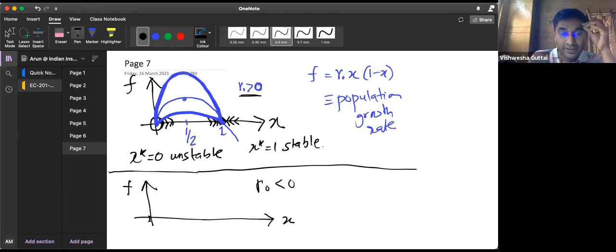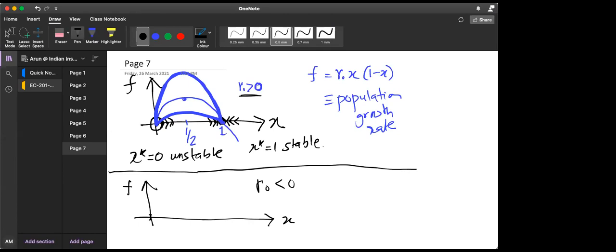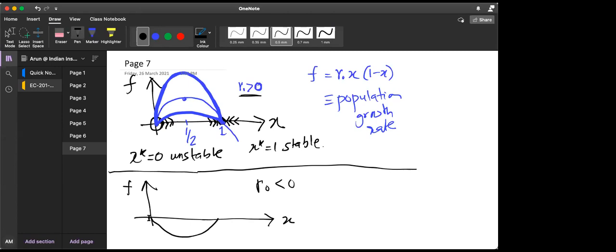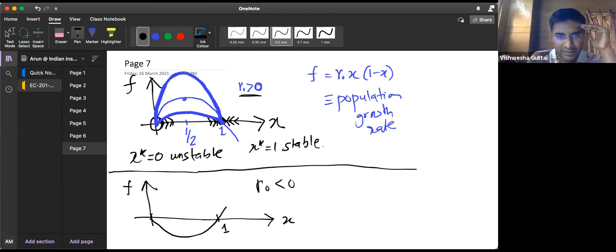Downward facing hyperbola. I mean parabola. It actually will be an upward facing. Exactly. Oh yeah, sorry. Yeah, but I think I understood what you meant. You meant this only, right? Yeah. So this is how it will look like. 1 and this is 0.